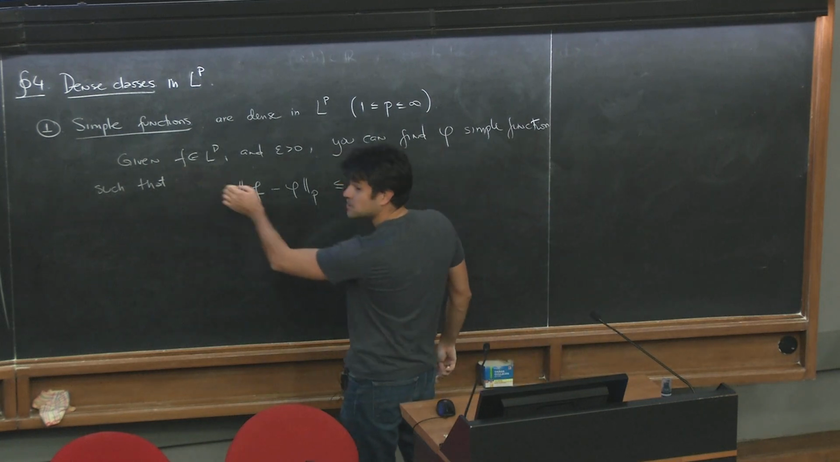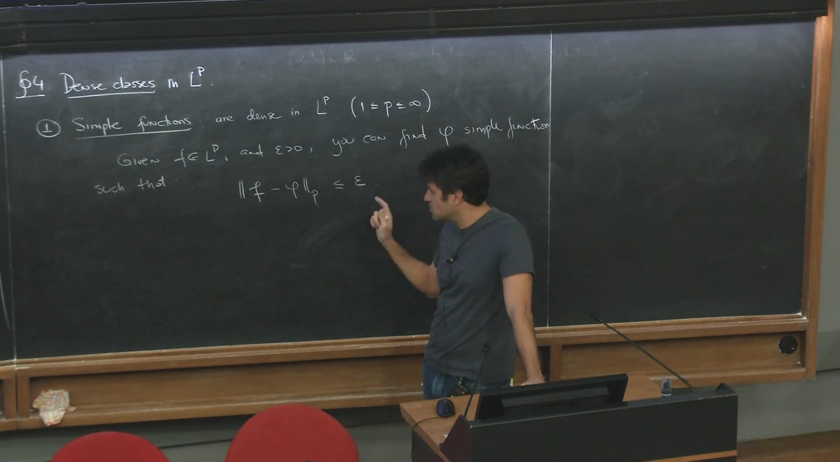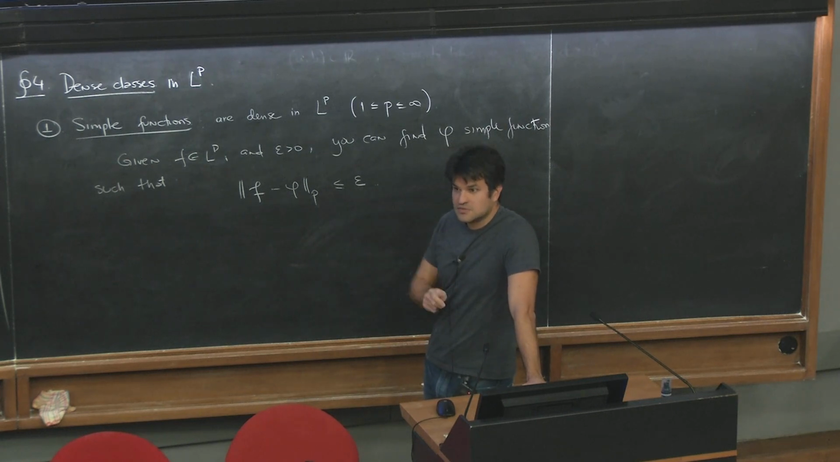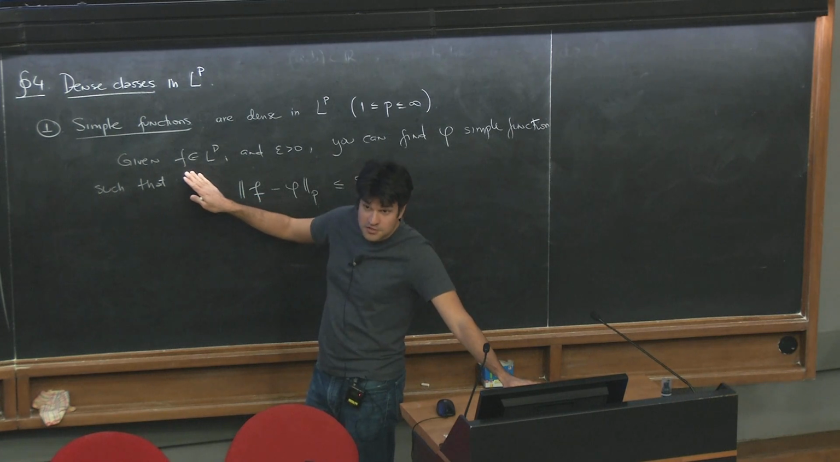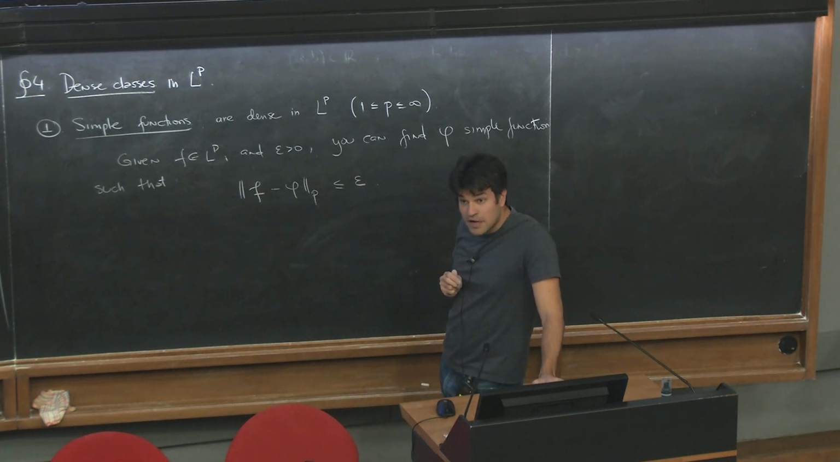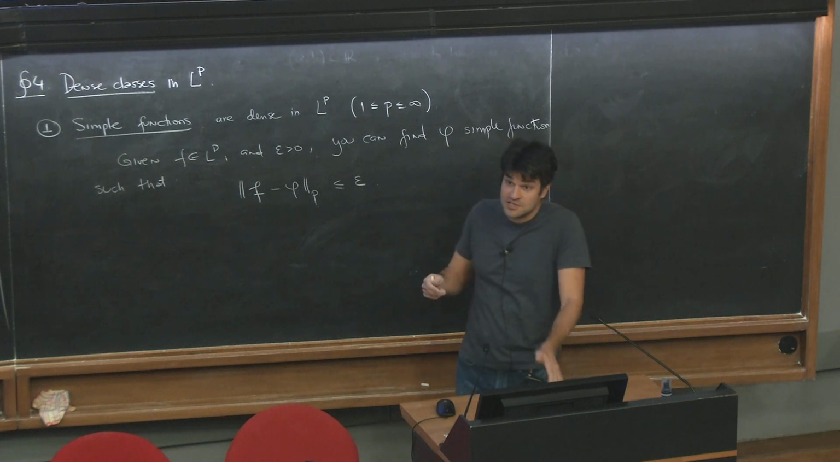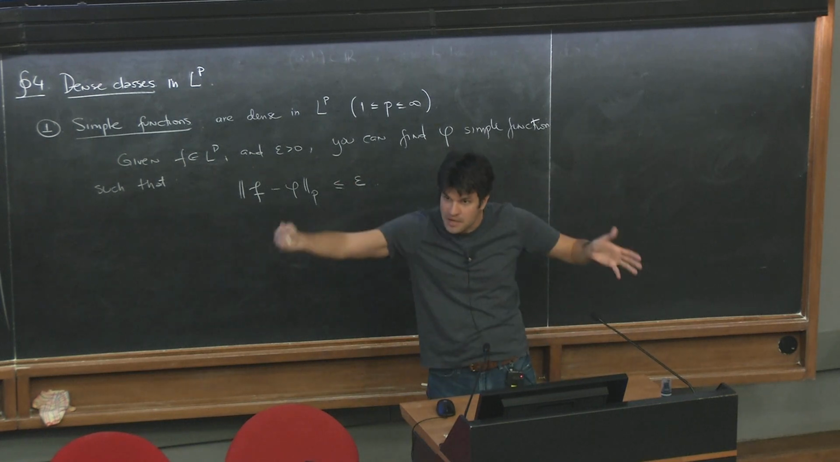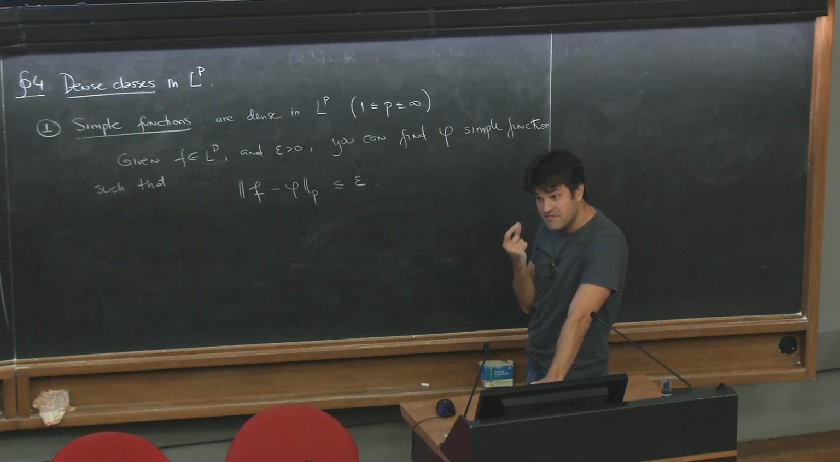So this is what I mean by being dense. If I give you a generic function in LP and I give you epsilon, I can find a simple function such that the distance of this simple function to f in the LP norm is less than or equal to this epsilon that you gave. If you want to rephrase it, you can construct a sequence of simple functions that converges to your f in the LP norm. That's another way of saying the same thing. But the point is, whenever you want to prove a statement for a general function in LP, it suffices to consider simple functions. Even if the statement is something linear, you just have to consider the characteristic function of one set, because then you'll be able to extend to simple functions, and by density, you'll be able to extend it to LP.